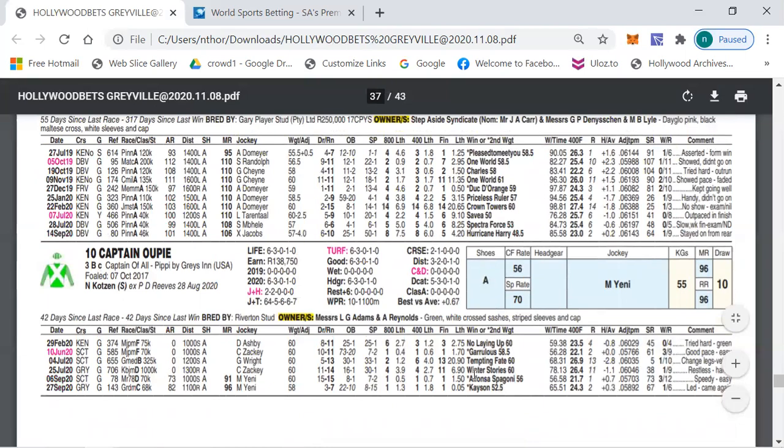But my selection for first place is number 10, Captain Opie. This is a three-year-old that's improving. He's only carrying 55, has won two of his races, and today will be his test to see if he can beat the older horses. So Captain Opie, I think, is also in with a huge chance.